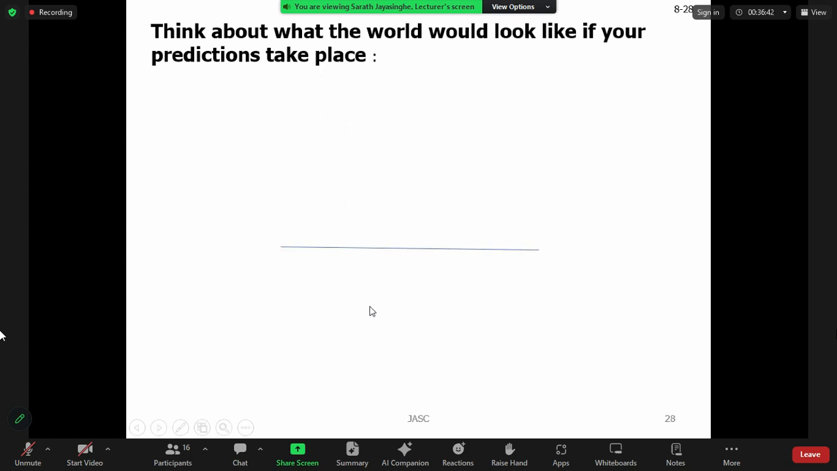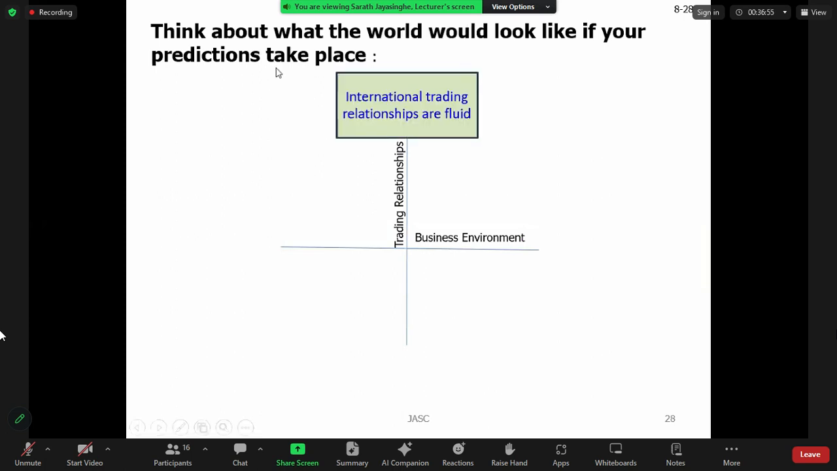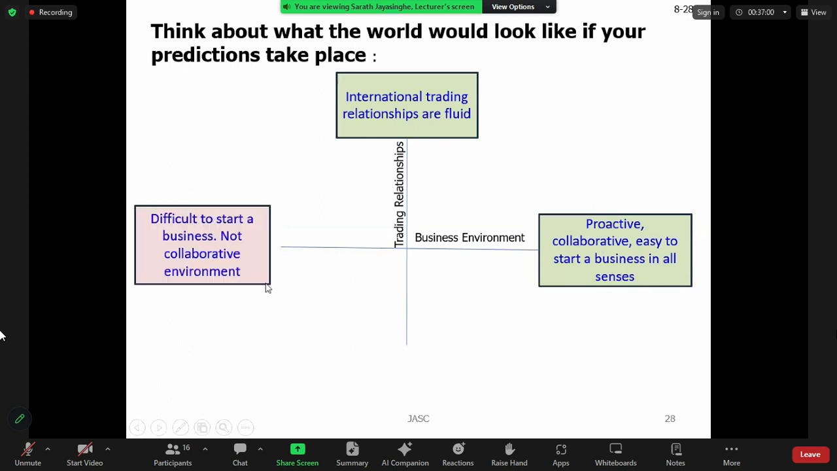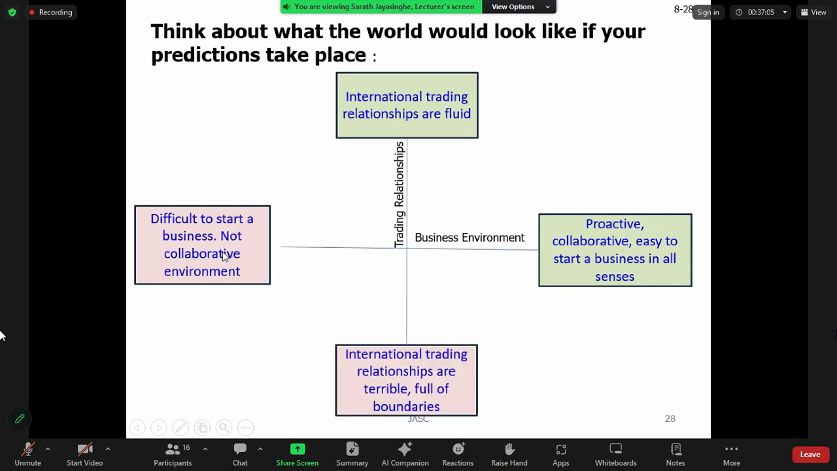Now we identify two axes: this is the horizontal axis, this is the vertical axis. Then you can see business environment and trading relationships. International trading relations are fluid, with a proactive, collaborative environment easy to start a business; and difficult to start a business, a non-collaborative environment; and then international trading relations are terrible, full of boundaries. This is the map, and this is the setup base. On this base, we can identify different scenarios, right?